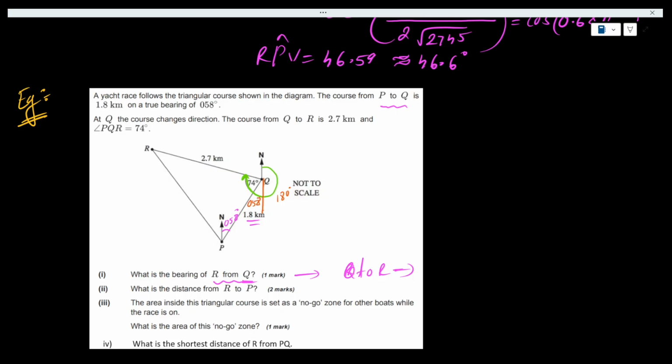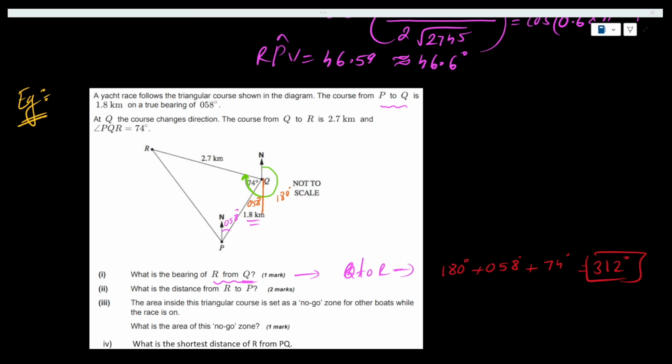So what is going to be your bearing here? R from Q, it is going to be 180 plus 58 degrees plus 74 degrees. If I do this, what is the answer? 180 plus 58 plus 74. If I take it, it is coming as 312 degrees. So the bearing of R from Q or Q to R, this angle is going to be 312 degrees.